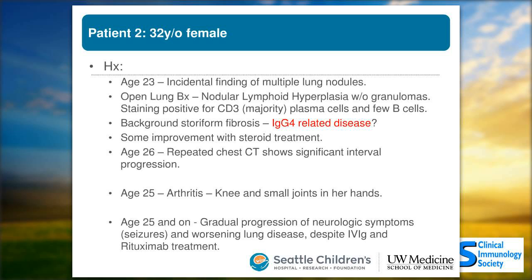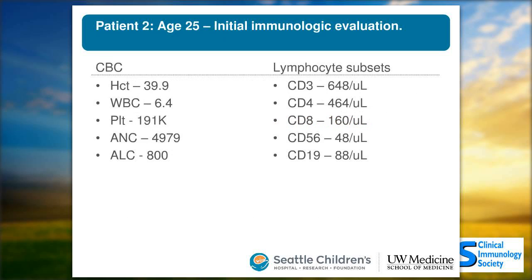She was treated with IVIG and rituximab, but that didn't really change the course of her disease. When she was 25, that was the same time when we saw her sister, so she was also referred to our clinic. We started with the initial immunologic evaluation.